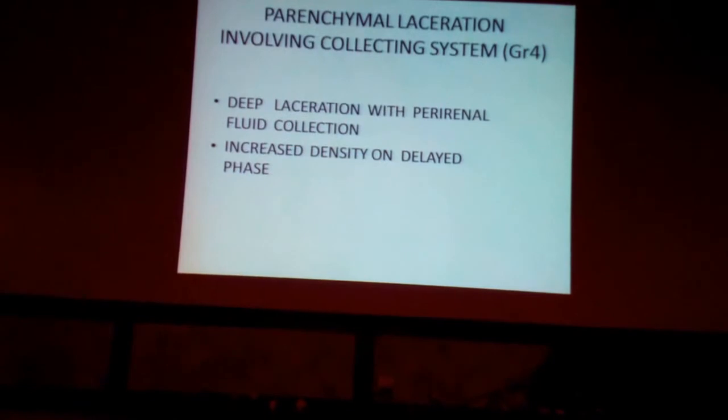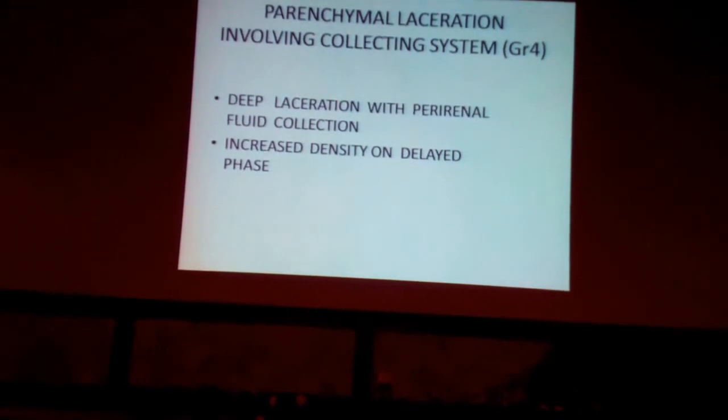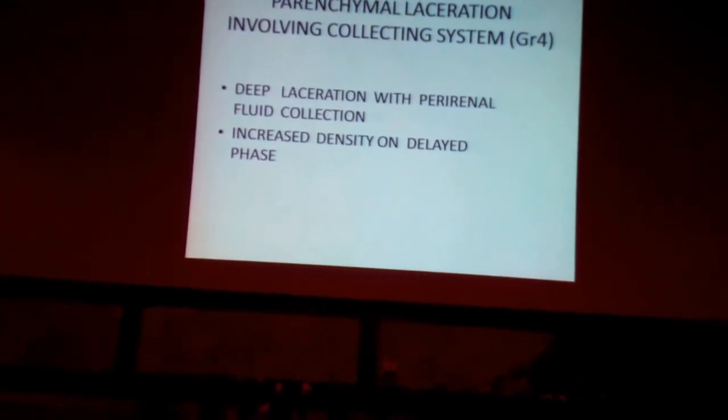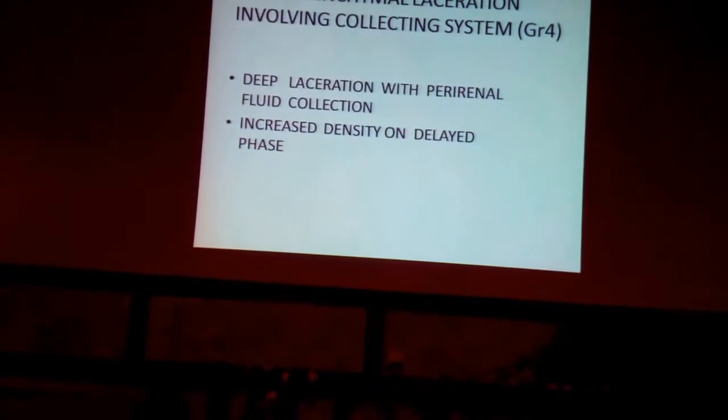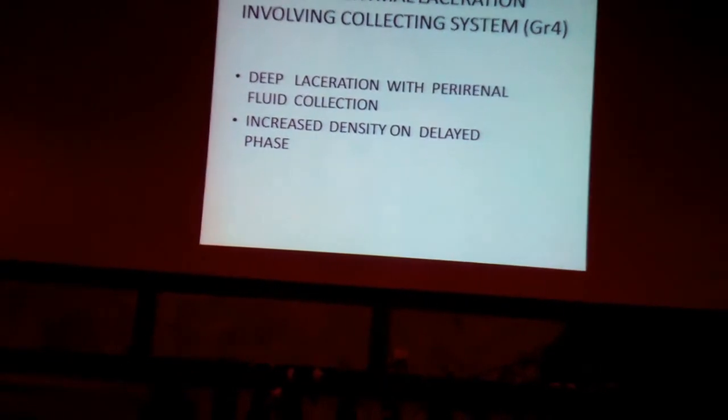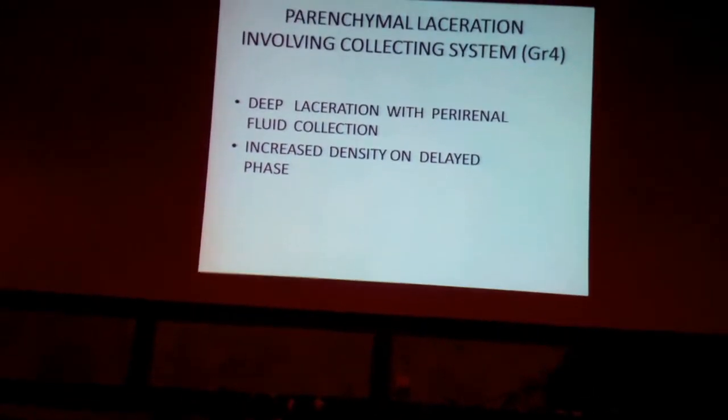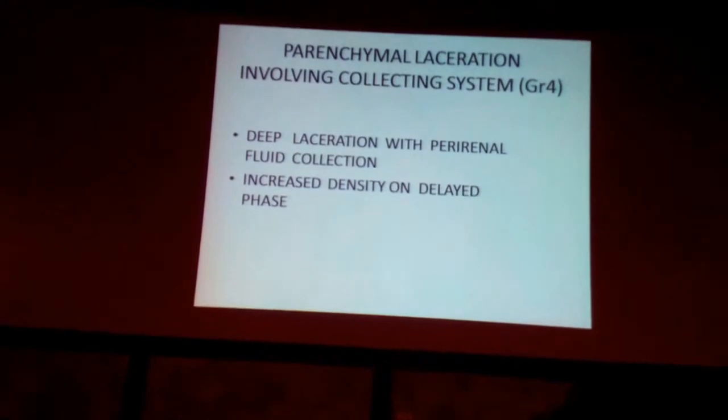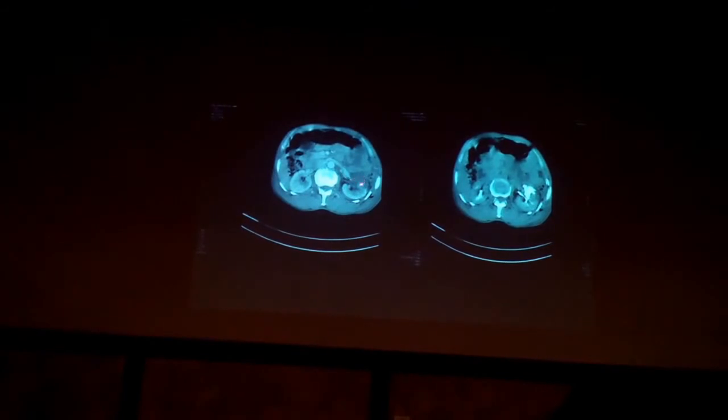Parenchymal laceration, next type of grade 4, involving the collecting system. There will be a deep laceration with perinephric fluid collection and increased density on the delayed phase. One or two examples. Normal right kidney, left kidney low attenuation area is here.